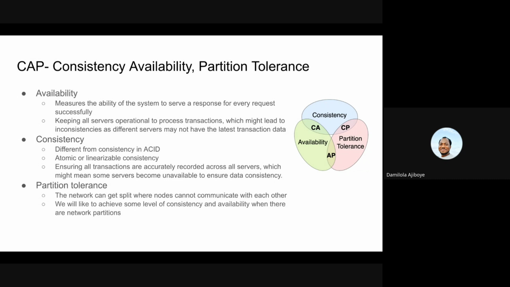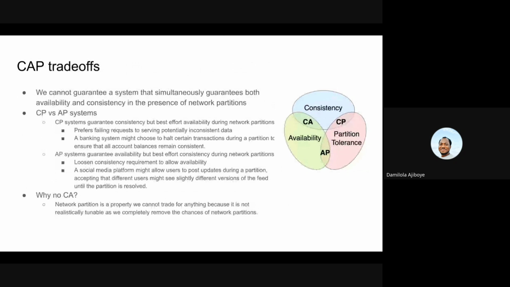So let's look at the trade-offs. CAP is saying that we cannot build a system that simultaneously guarantees both availability and consistency in the presence of network partitions. So whenever we have network partitions, we cannot guarantee availability and at the same time guarantee consistency. That's where we need to make these trade-offs. So this gives some examples of variations of these that we can have.